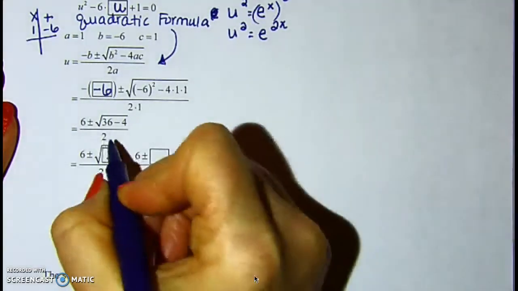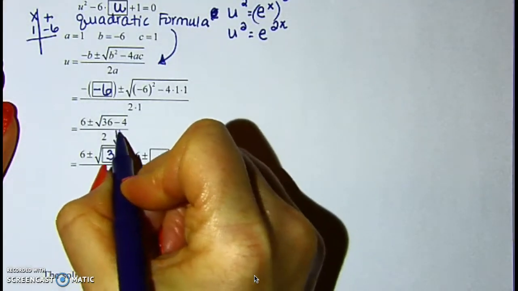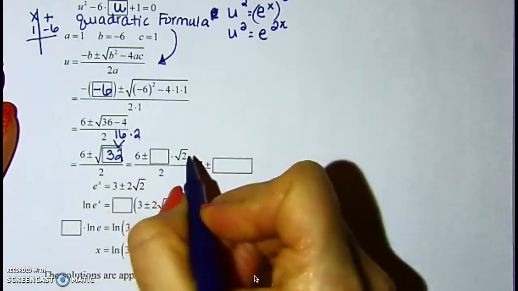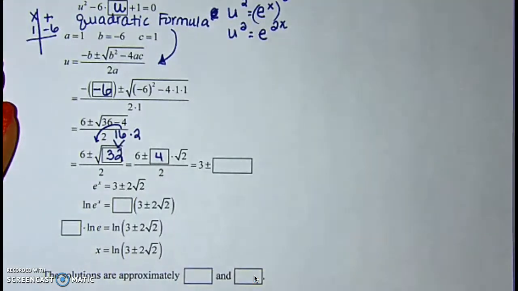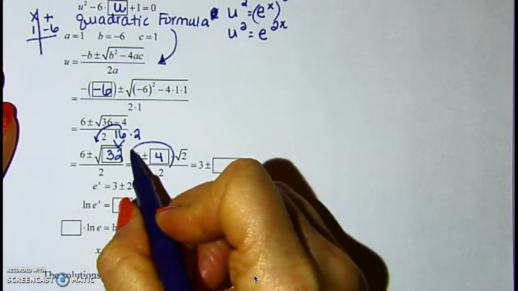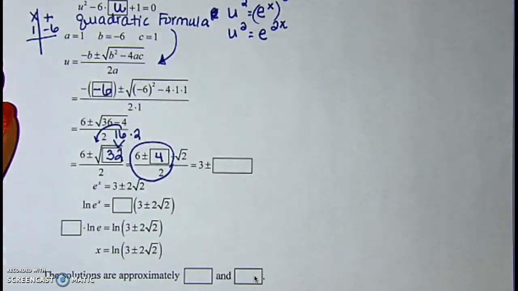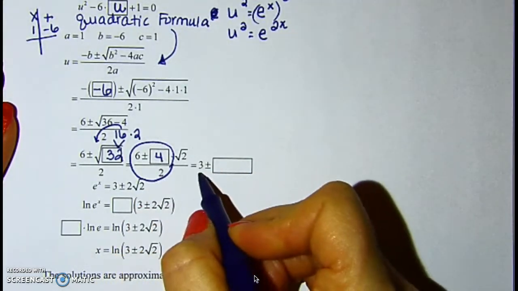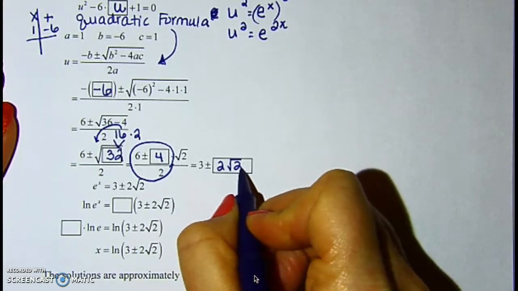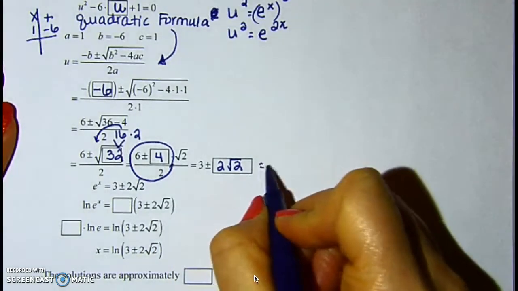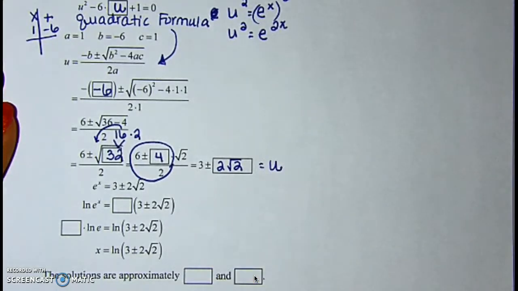all over 2. 32 is the same as 16 times 2, and I can take the square root of 16, which is 4, leaving me with 2 on the inside. Note that all of these pieces are divisible by 2. So 6 divided by 2 is 3, 4 divided by 2 is 2, square root of 2. But this is what u equals. We have what e to the x equals.